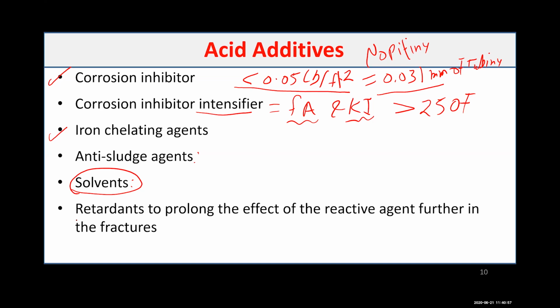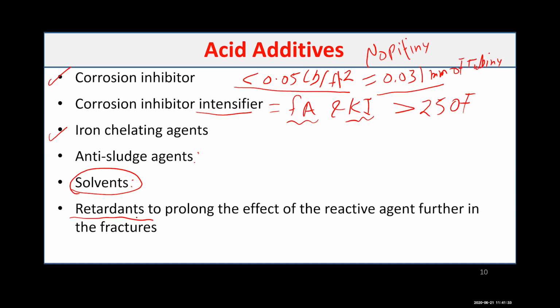The final additive is what we call a retardant agent, which is something that can reduce the reaction rate of HCl. Usually we use a retardant agent with HCl. And this can be either a polymer like gelled acid, or a VES component, what we call viscoelastic surfactant. Both of them work by viscosifying the HCl, and by having the higher viscosity, you will reduce the diffusion rate of the HCl to the surface of the rock and make the reaction much slower.